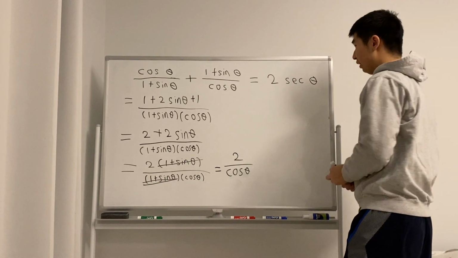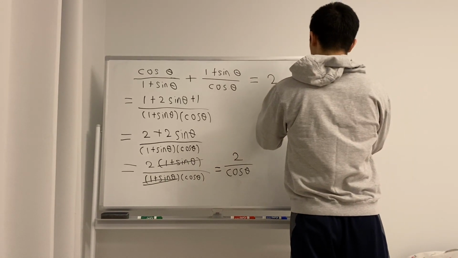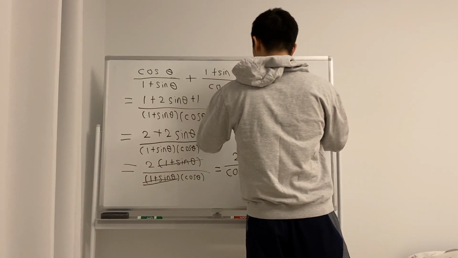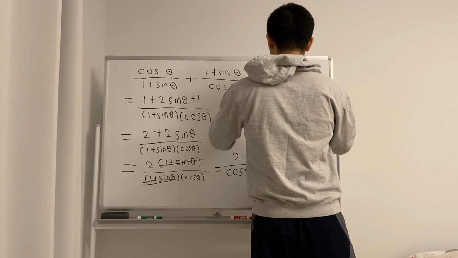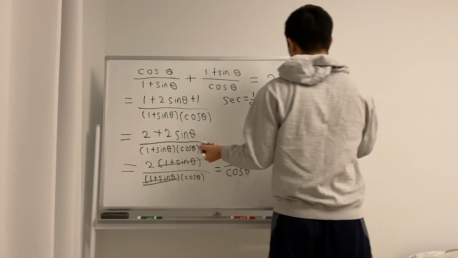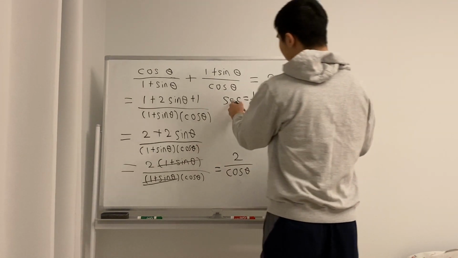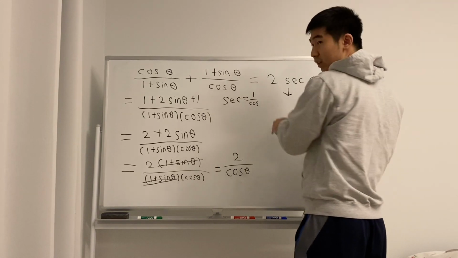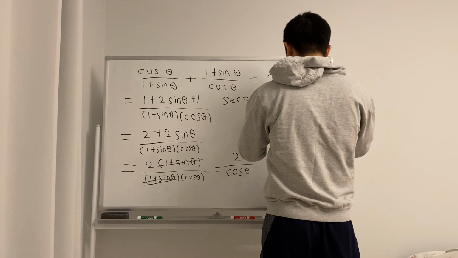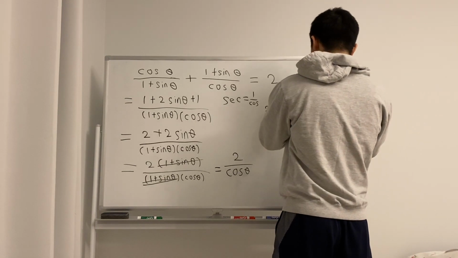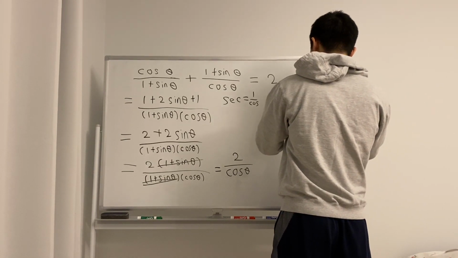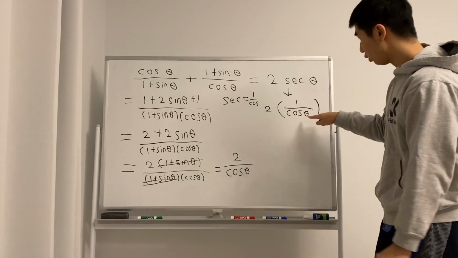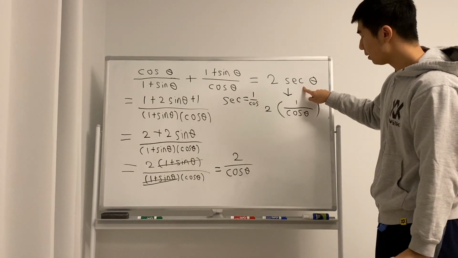So if we bring this down here, you know from grade 11, secant is the same thing as 1 over cos. So in this case, secant theta is equal to 1 over cos theta. So we can rewrite this, we also have to bring down the 2. We can rewrite this as saying 2 times 1 over cos theta. Because 1 over cos theta is equal to secant theta, right?